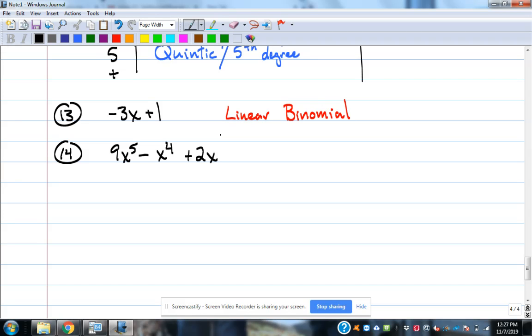What's that? Quintic. Another way of saying that would be fifth degree. So either way, I'm okay with either way there. I'm going to write fifth degree because that's what I catch myself saying most of the time. Fifth degree. How many terms? Trinomial. Fifth degree trinomial. If you wrote quintic, that's fine too.